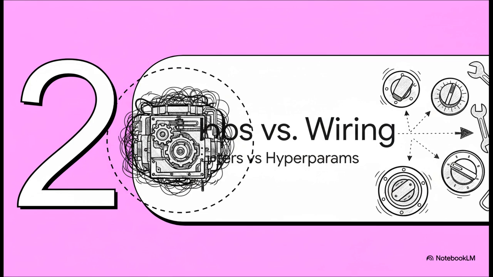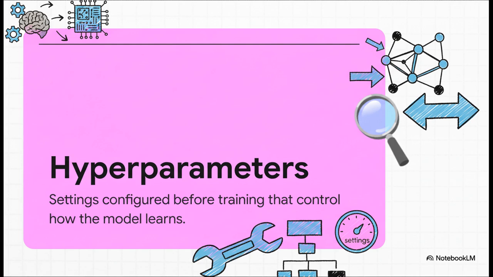Okay, so if we're going to tune this engine, we first need to figure out which knobs we're actually allowed to turn. It's super important to understand the difference between the model's internal wiring, the stuff we can't touch, and the external control knobs we have full access to. And those control knobs, those are your hyperparameters.